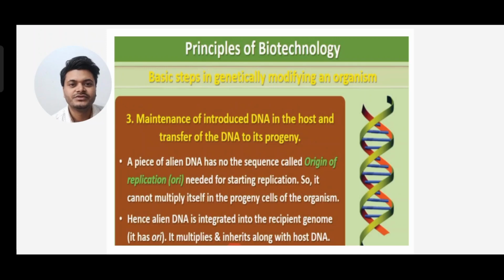Okay. So first one is a piece of alien DNA. In the piece of alien DNA, there is no sequence called origin of replication, which is needed for starting replication, so it cannot multiply itself in the progeny cells of an organism. But when the alien DNA is integrated into a recipient genome, it has ORI, that is origin of replication, then it multiplies and inherits along with host DNA.